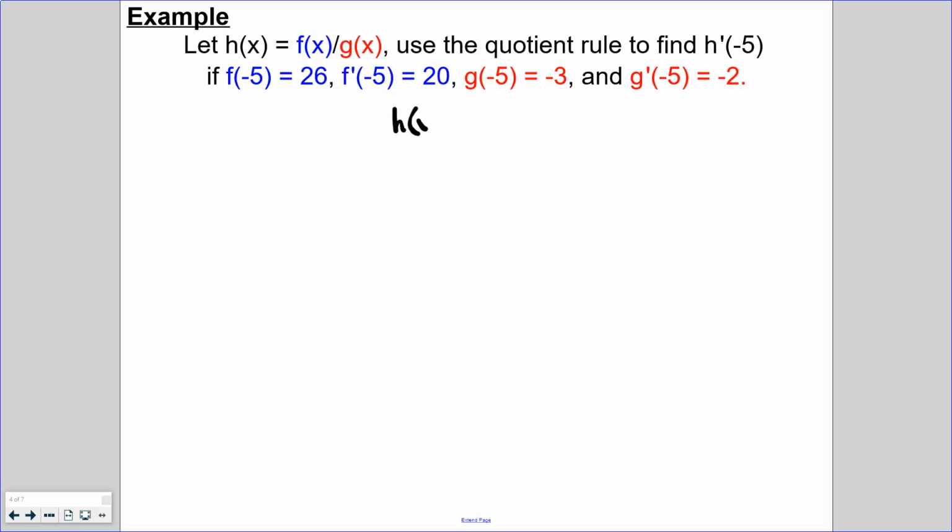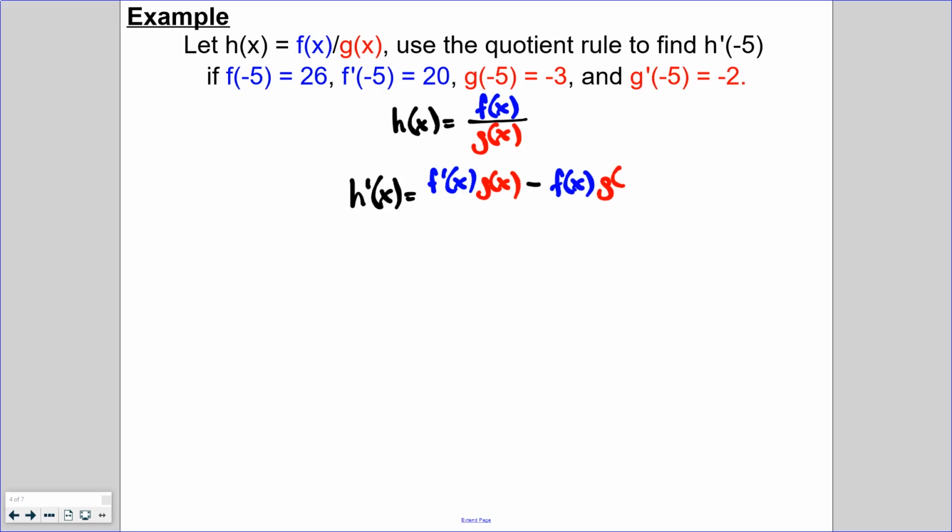So we know that h of x is going to be f of x divided by g of x. And we know how to take the derivative of this based on the formula on the previous screen. So h prime of x is going to be, get ready, f prime of x times g of x minus f of x times g prime of x, all over g of x squared.